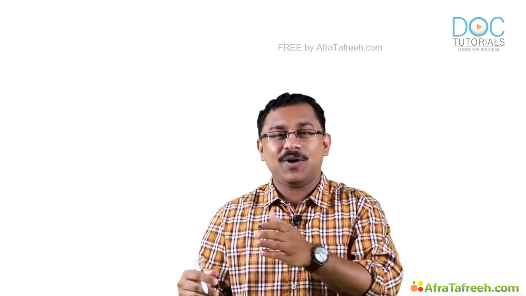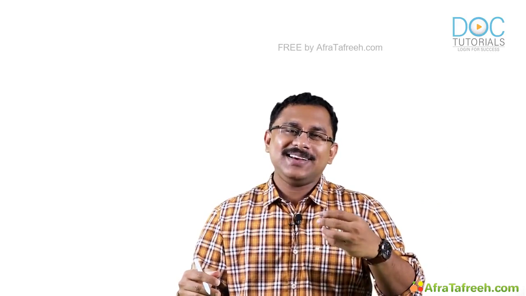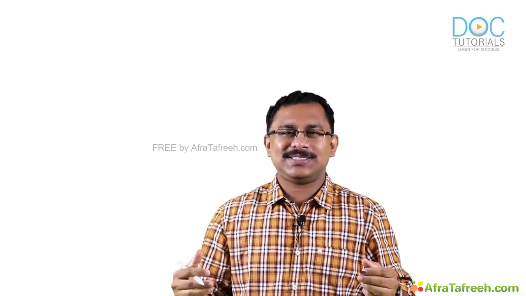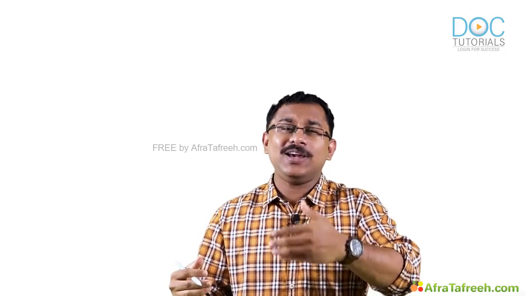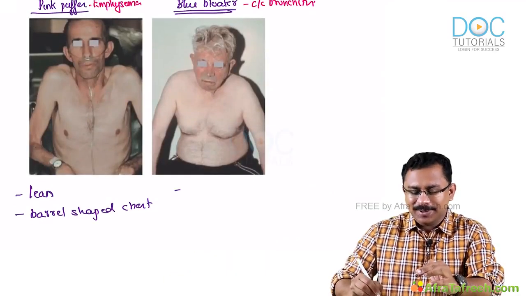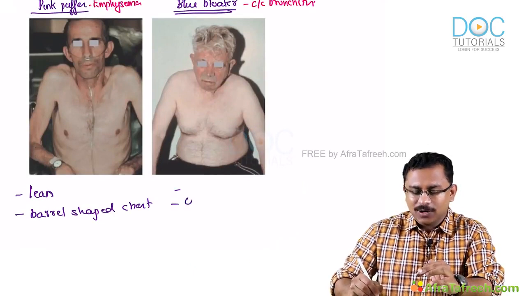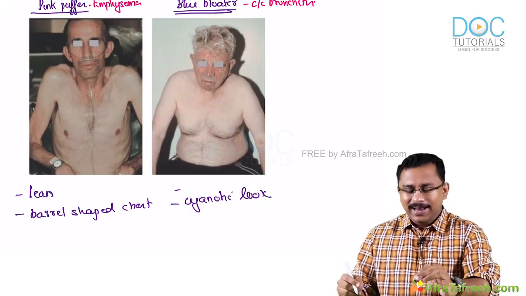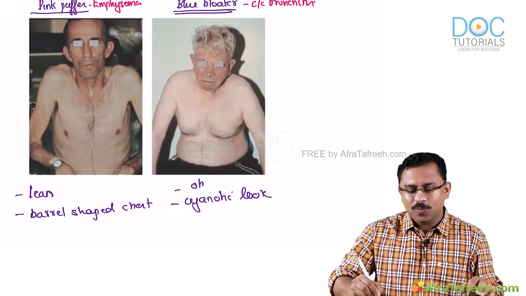So in case of the chronic bronchitis, what happens is that there is more chance of cyanosis, because you know that the respiratory compromise is more with your chronic bronchitis. So the chance of cyanosis is more. Going into a respiratory failure is also early in case of a chronic bronchitis. So he will be someone who is actually having a cyanotic look. Okay, and understand that he might be slightly obese.